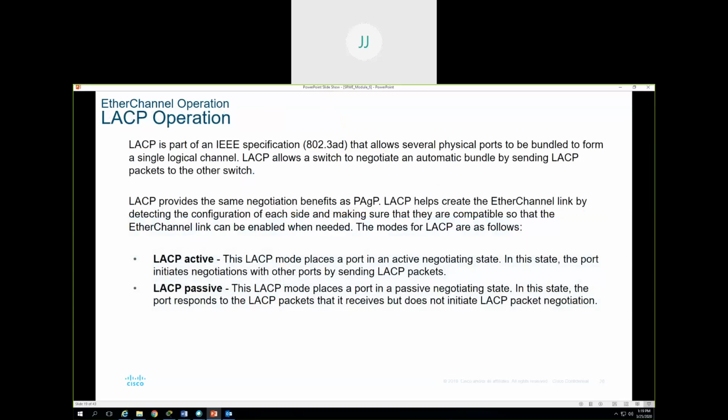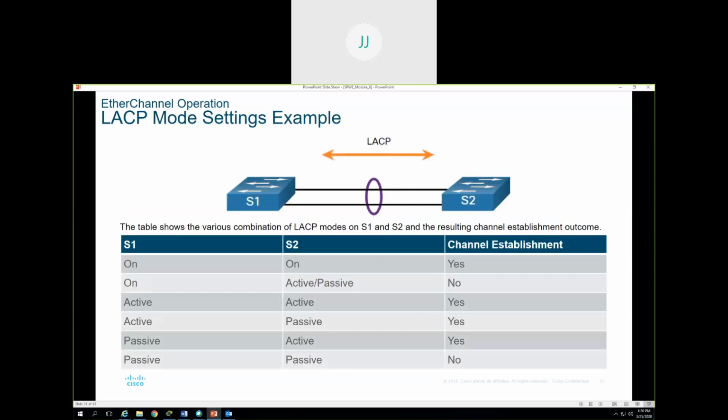And LACP has the same functionality as PAgP, but is not proprietary. So if you're working in a network that does not have Cisco switches, then you would need to use LACP. And LACP conveniently refers to its active negotiating mode as active and its passive mode as passive. Easy to remember. Again, as long as one interface is active, you will have an Etherchannel established.